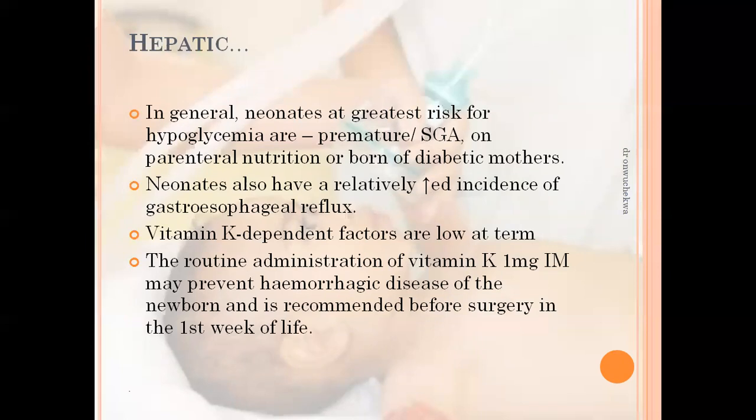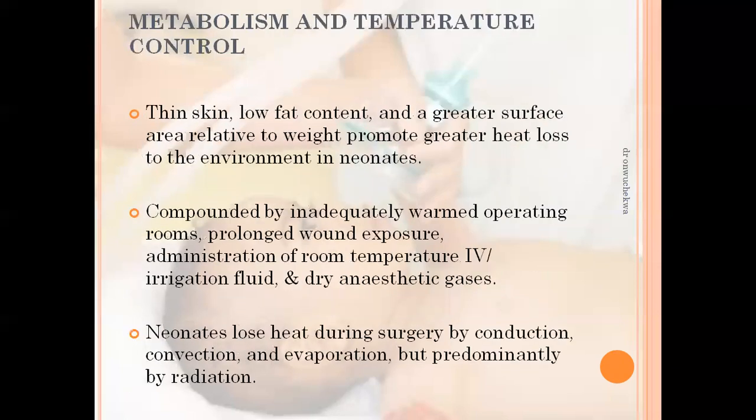Neonates also have a relatively increased incidence of gastroesophageal reflux. And we also know that vitamin K dependent factors are low at term. So the routine administration of vitamin K, 1 milligram IM, may prevent hemorrhagic disease of the newborn and is recommended before surgery in the first week of life.